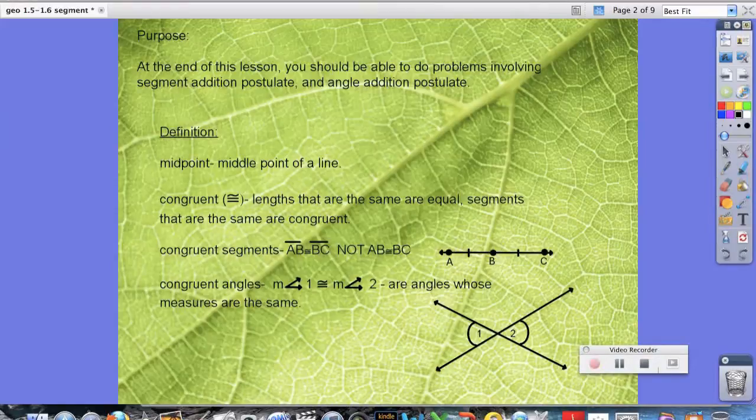Congruent angles are the same idea. We have the measure, we have angle 1 is congruent to angle 2, and those angle measures are the same. And we denote that below because we have this set of vertical angles, which we'll learn about later.